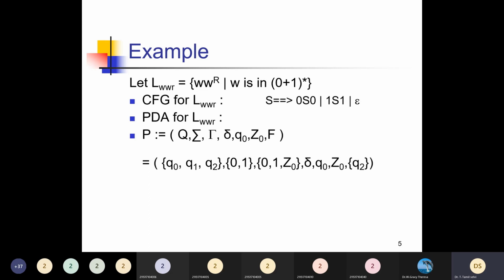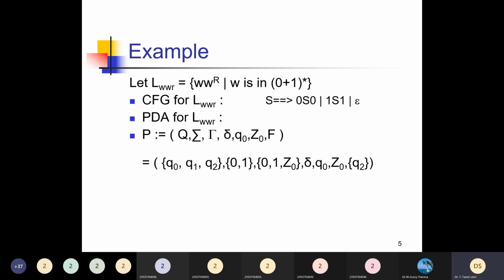Here the capital L means what? It is a language. W power R means what? The string followed by the reverse of the string. And W is in the alphabet (0 plus 1) whole star. So here what is W, the word? It is a collection of symbols, zeros and ones. The first half is the string, and then what about the second half? It is nothing but the reverse of the string, that is the given language.